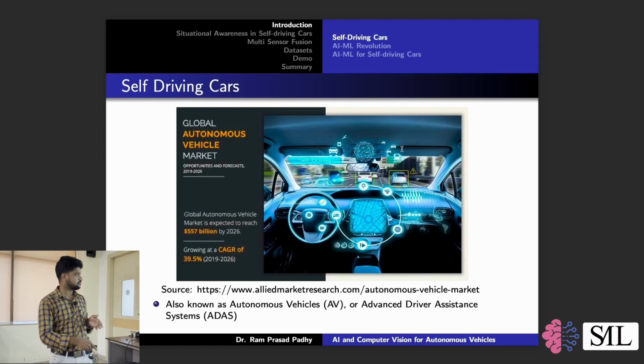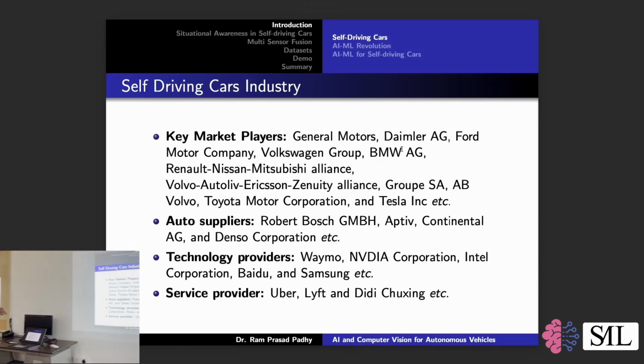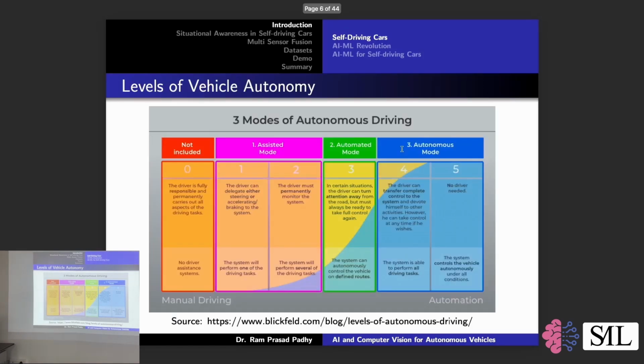Many companies, like General Motors, Daimler, Ford, you name any company nowadays, they have a research wing where they are working on self-driving cars. When I say companies, I mean automobile companies. They have their own research wing where they are doing this autonomous vehicle research. I will not go into all the details of this. Now the question is why it is known as an advanced driver assistance system.